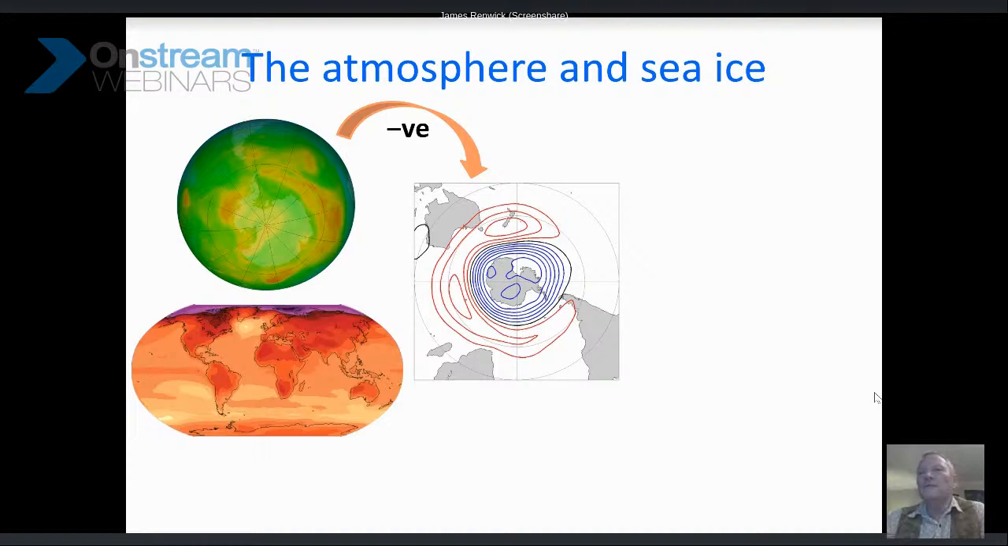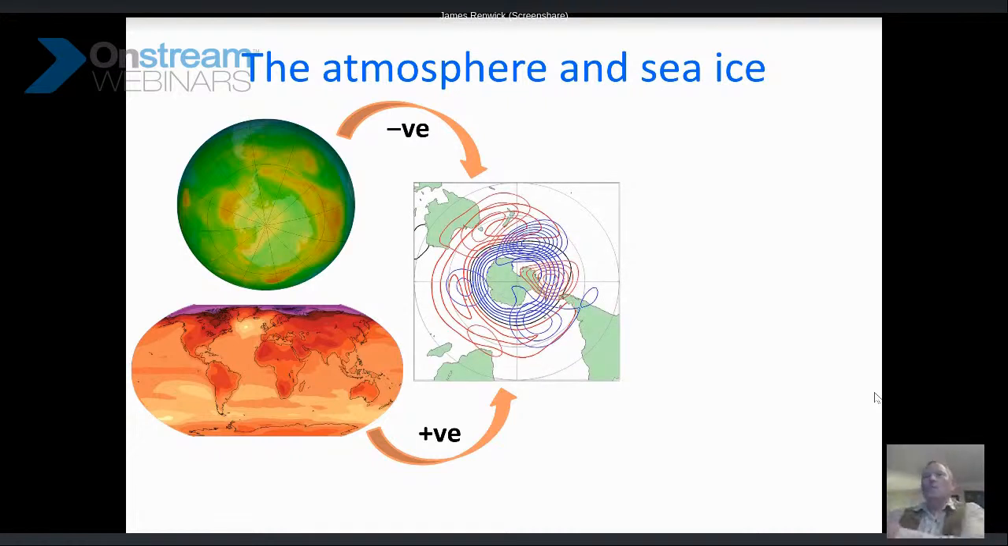But we've got global warming driving an increase in the north-south temperature difference, so that should drive a positive trend and increase in the westerlies around the Southern Ocean. Then we've got these wave patterns over the top, these sequences of highs and lows that often are driven from the tropics, from El Nino events and so on, and sometimes they just happen naturally.